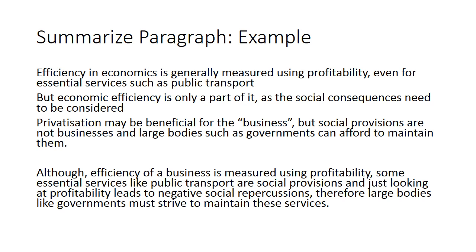And how I've assimilated that into one sentence is: although efficiency of a business is measured using profitability, which is talking about the first sentence, some essential services like public transport are social provisions. That's part of our third sentence. And just looking at profitability leads to negative social repercussions. Therefore, large bodies like governments must strive to maintain these services. So I've boiled that down to that one sentence.